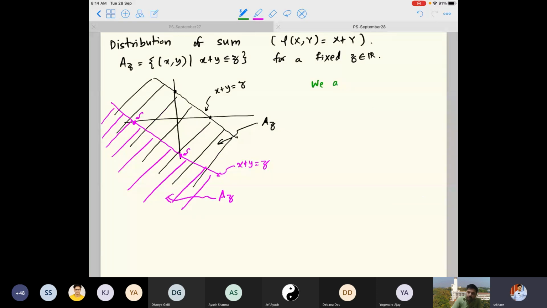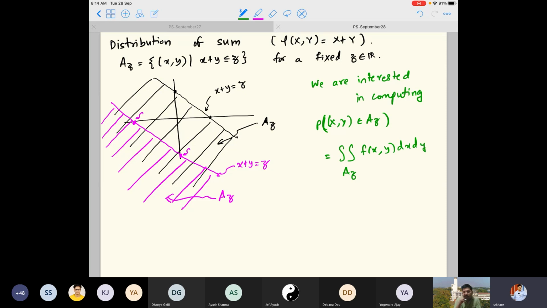So we are interested in computing the probability of (X, Y) belonging to AZ. And how is this probability given? It is given by the double integral over AZ of f of xy dx dy. The joint density f of xy is already given to us, and you have to integrate over this AZ. So you fix the value of Z, and then you know which region in R2 you are looking at. That's all we have to do.